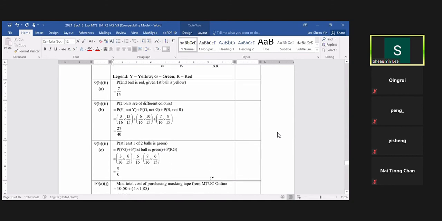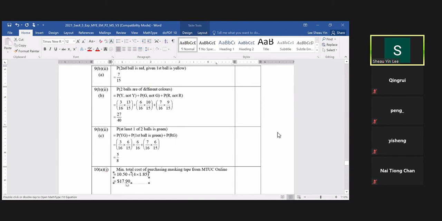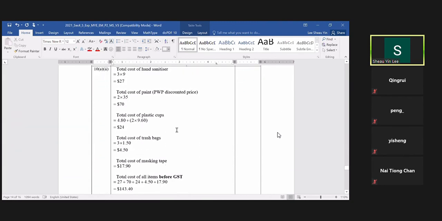Okay, finished already. No time, copy, take picture. Number 10, I spent a long time looking at what you wrote. Number 10 AI, no problem, $17.90. MTUC online, no problem, correct. Generally, everybody is correct. 10 AI, $17.90. Well done. But number 10 AII, well done. I think everybody take out handphone, take picture. Okay, easy to copy. Hand sanitizer, $27. Then 70. I want to see these values: 27, 70, 24, 4.5, 17.9, 143.40. The marking scheme is such that if one or two values there are correct, I give you the marks. So everybody actually gets some marks in the end. Okay, take picture already. Okay, scroll down.